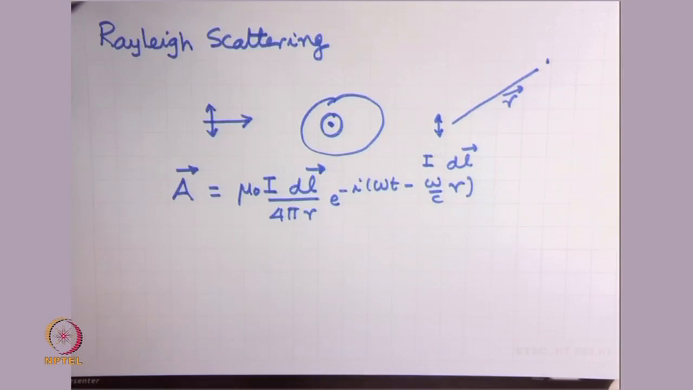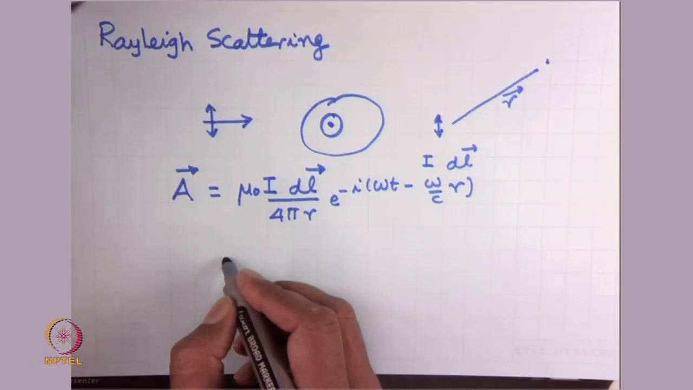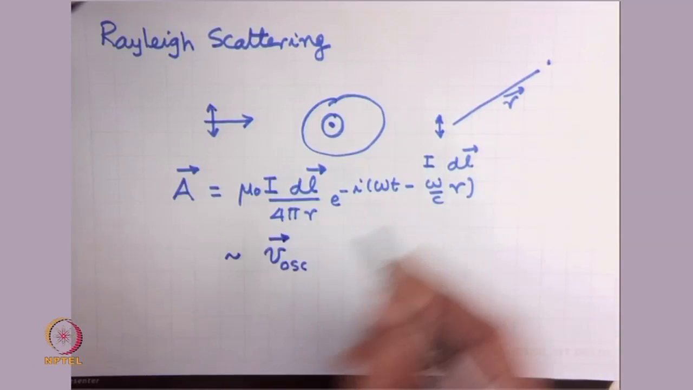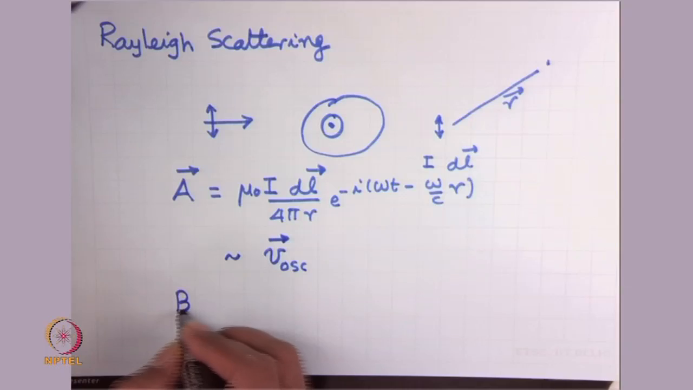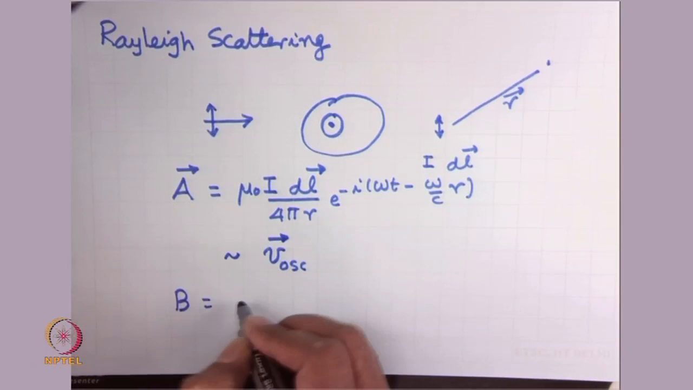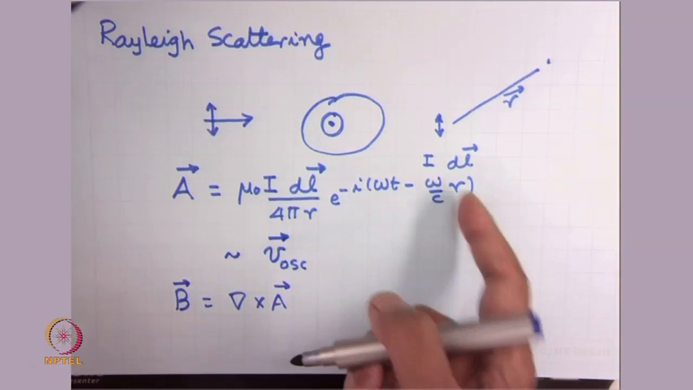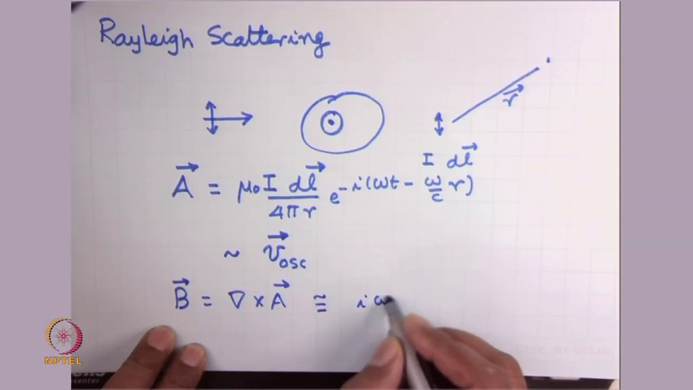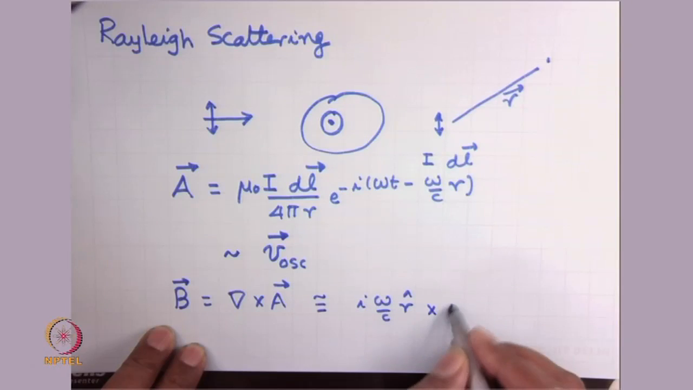If the electron is oscillating, then the dipole moment is proportional to the oscillatory velocity of the electron cloud. The magnetic field produced by this radiation field is equal to curl of A, and the curl I can replace, at a far distance, by i omega by c, like the equivalent k vector, in the radial direction, cross A.